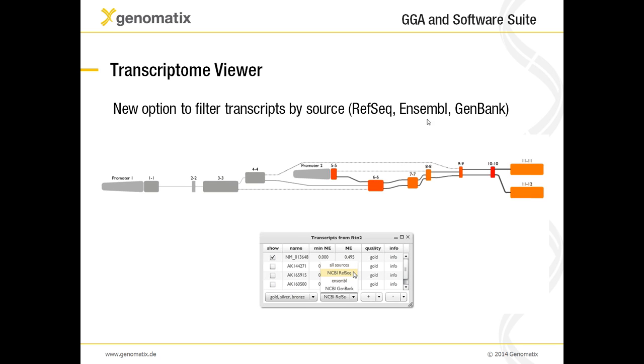And when viewing such a locus, you could switch on and off specific transcripts also in the previous versions, and in the new version now you can switch them on and off by source. So we have 3 different transcript sources in our annotation: RefSeq, Ensembl, and GenBank, and you have this option here in this control to select whether you want to see all sources or only one of the 3 sources that we have available here.